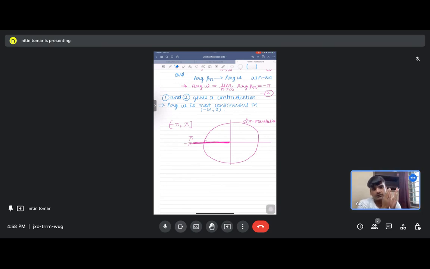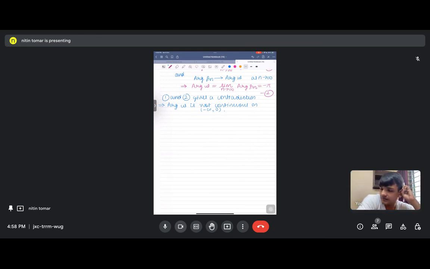Or, like this is the branch. Not branch, I would say. Branch is a certain definition. Sir, this is the branch cut. Yeah, we will see all of that, just step by step.